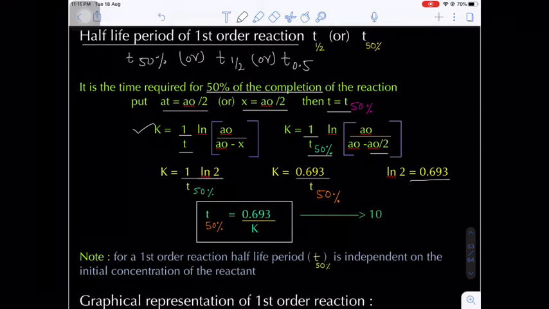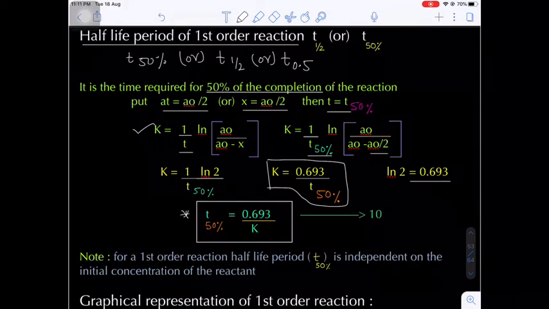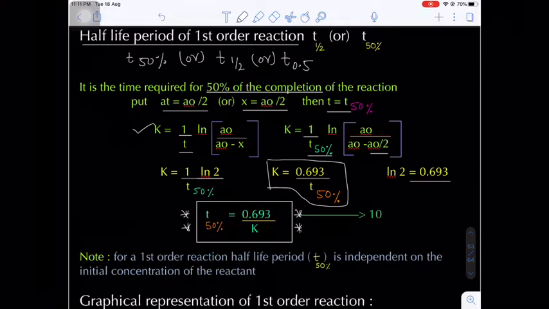The ln 2 value, that is the natural logarithm of 2, is 0.693. So finally the k value is equal to 0.693 into t50. From here, t50 is equal to, shall I write, 0.693 by k? Yes, this is a very important expression regarding the half-life for the first order kinetics.